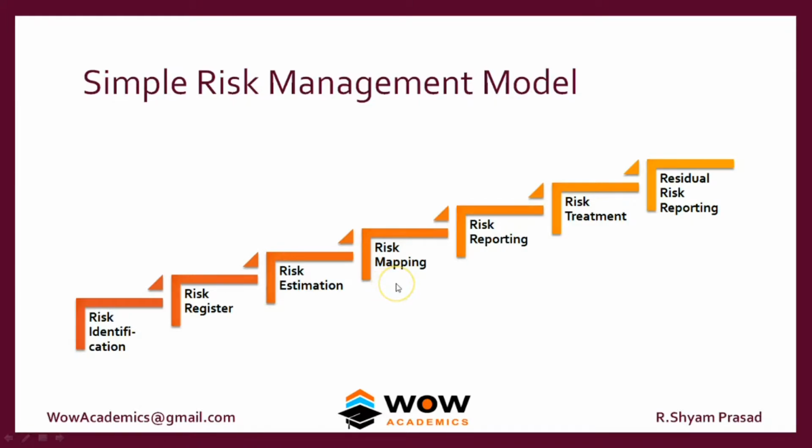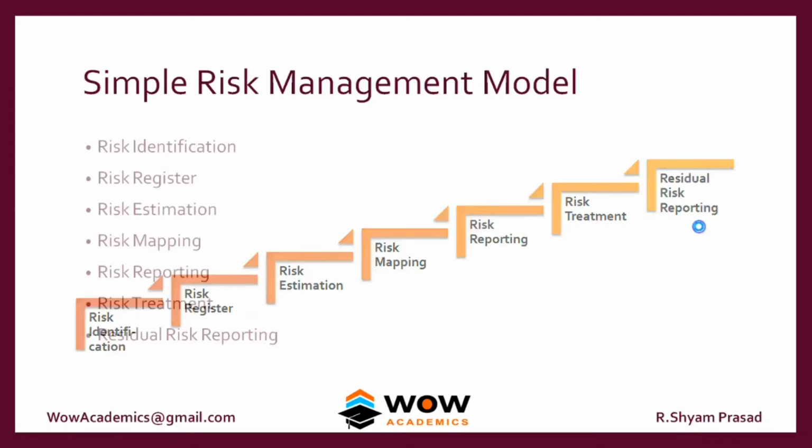Once we have divided it, we move on to risk reporting, because we have to periodically check how the risk is. Then we move on to risk treatment. The risk cannot be left alone. We have to take sufficient action which reduces the risk. And finally, we also have to do something called residual risk reporting. This is a simple risk management model that we can follow in an exam.